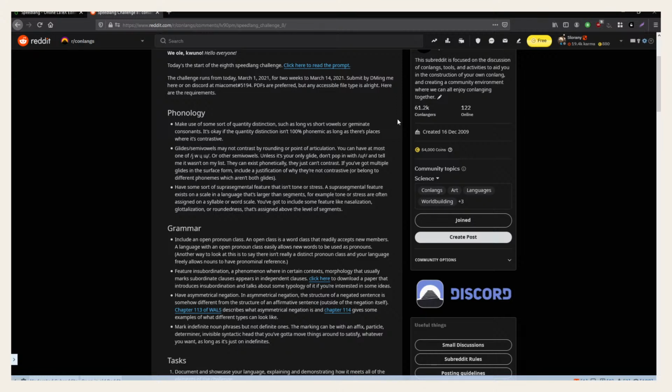So reading this requirement for phonology, it makes me think that I'm going to include syllables that can have two vowels, so that I can pretend that I do not have glides and use the vowels instead.